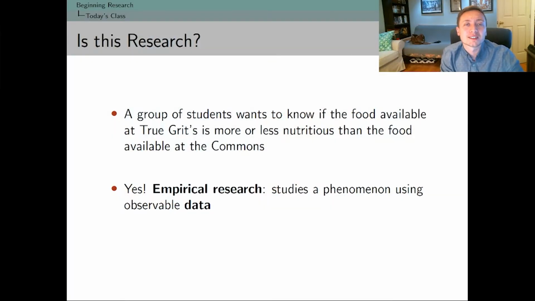Hey again, everyone. So we're back, and we are thinking in Module 1.2 about types of research. And so what I'd like to do is play a little game with you and just ask you to think about whether or not you agree with these statements.